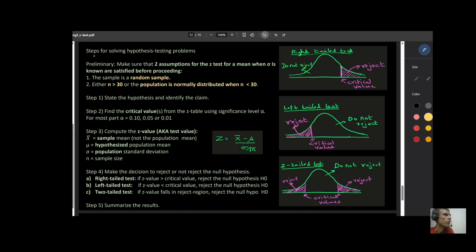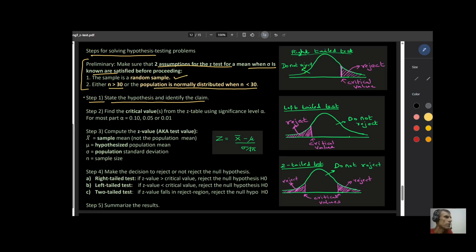So these are the steps we follow when we solve a hypothesis testing problem. Number one, make sure your preliminaries are satisfied. So make sure that the two assumptions for the z-test for a mean when sigma is known are satisfied. Number one, that your sample is random. Number two, that your sample size is more than 30, or the population is normally distributed when your n is less than 30. So make sure these two conditions are satisfied. Step one, state your hypothesis and identify the claim. That's the step one you do.